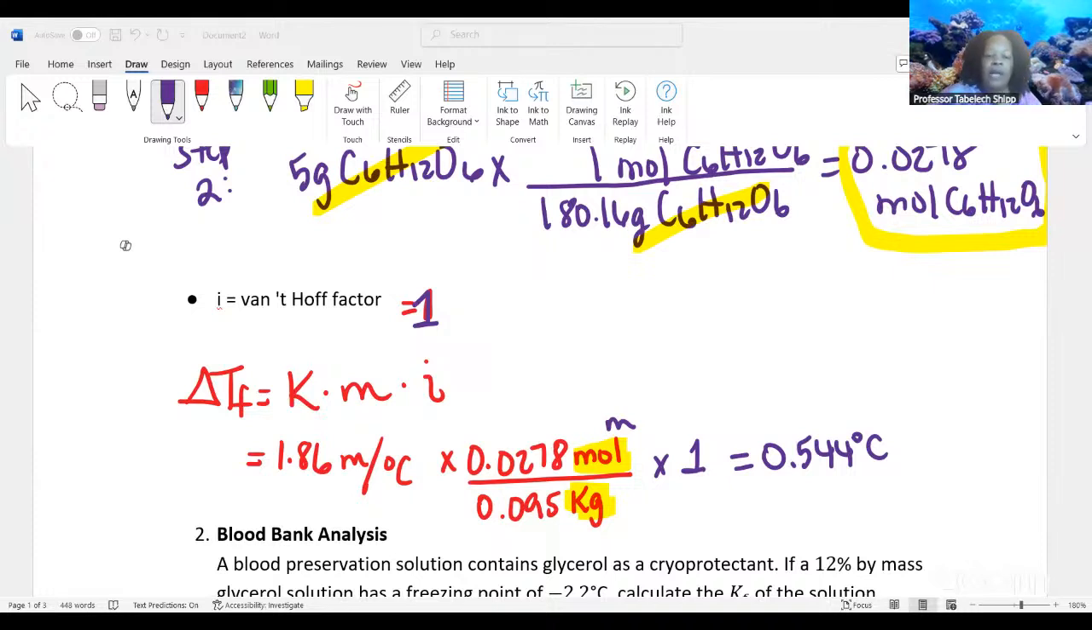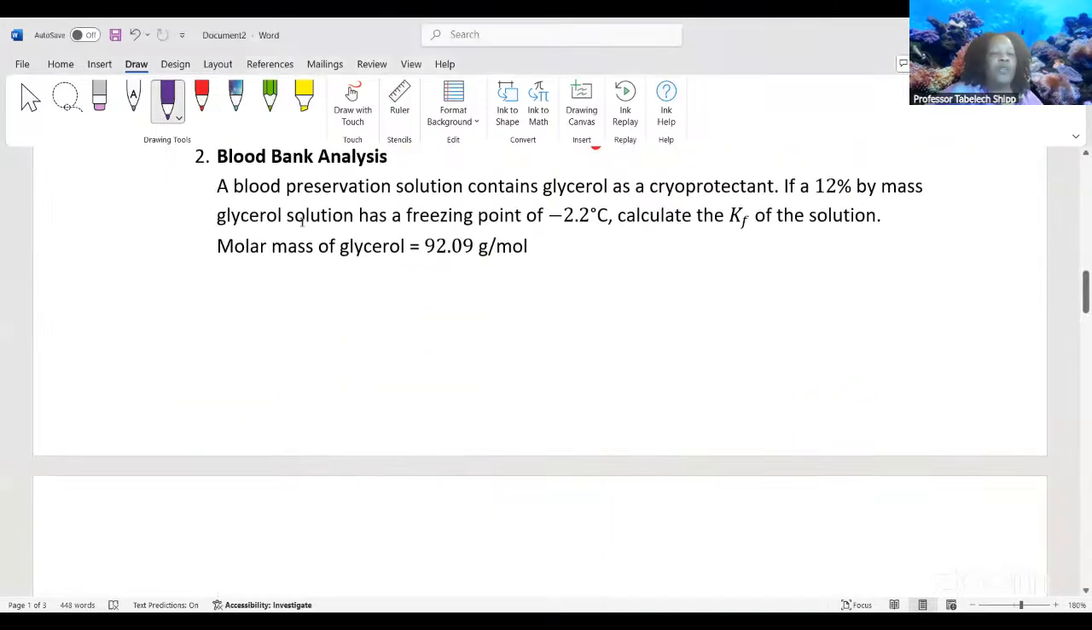Okay, so now let's go to number 2. And again, we're going to summarize it all up once we finish these problems. Okay, so here is number 2.